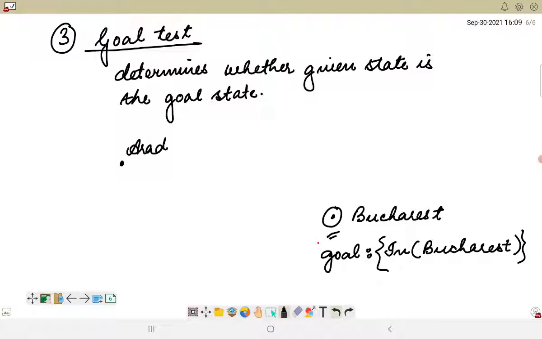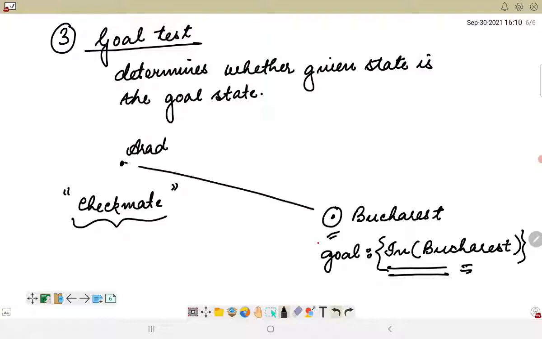Sometimes the goal is specified by an abstract property rather than an explicitly enumerated set of states. Can we cite any example for this abstract property? A very common example is in chess. The goal state is to reach a state called checkmate, where the opponent's king is under attack and he can't escape. So we cannot explicitly mention an enumerated state; we have to find a condition where the checkmate situation is observed. Once this checkmate is achieved, we can consider that the goal has been achieved.